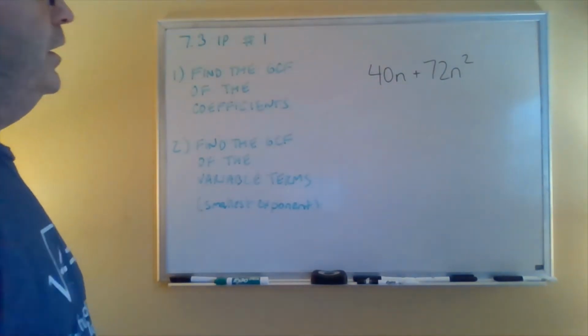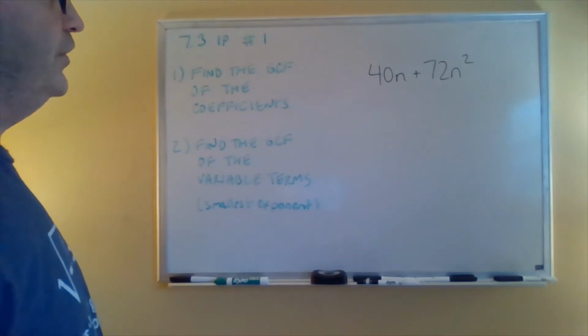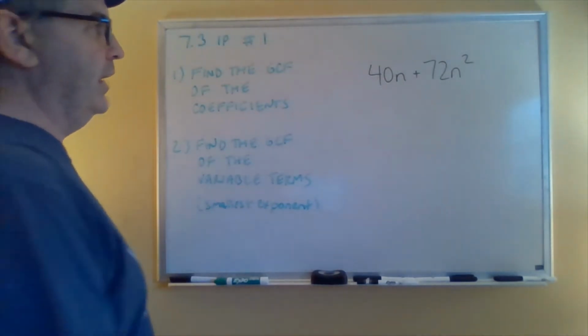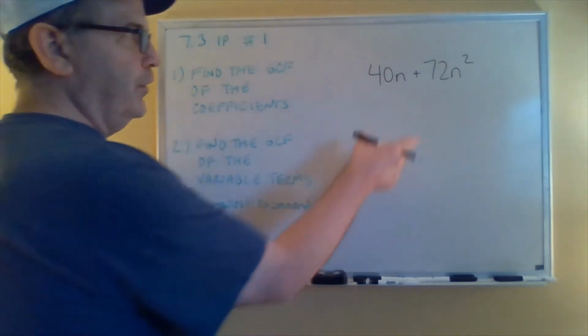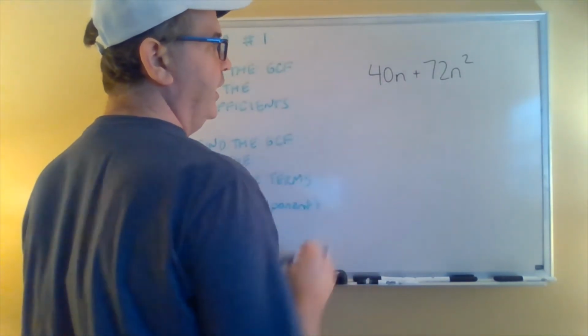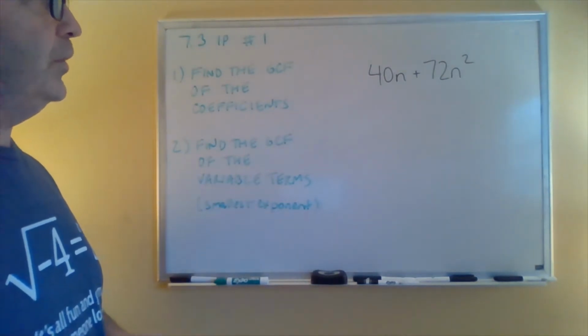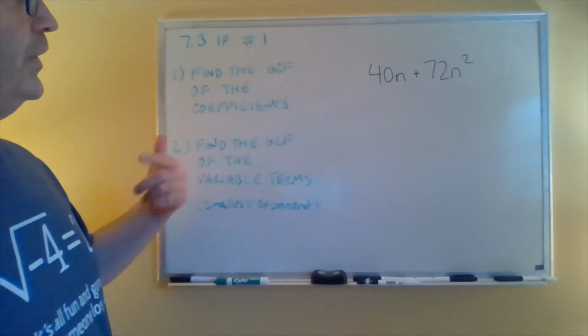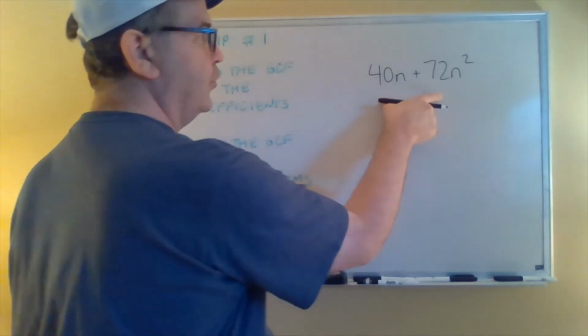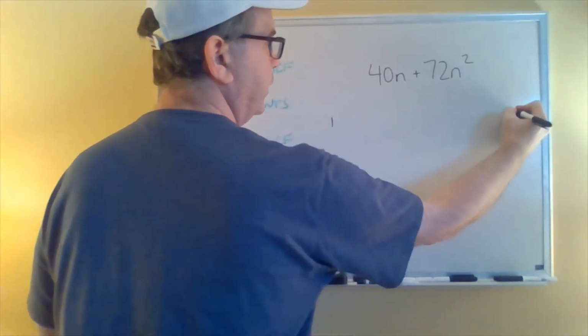So number 1 is 40n plus 72n squared. That's the expression. We need to factor out the greatest common factor. Well, step number 1, we're going to look at our coefficients first. We're going to find the greatest common factor between 40 and 72. So I'll take this first step. We'll go through it the long way, but after this, we'll just speed through the common factor part. On this one, we'll start with 1 and 40.